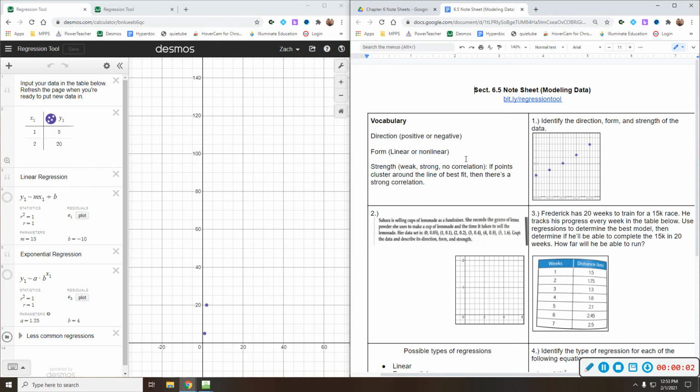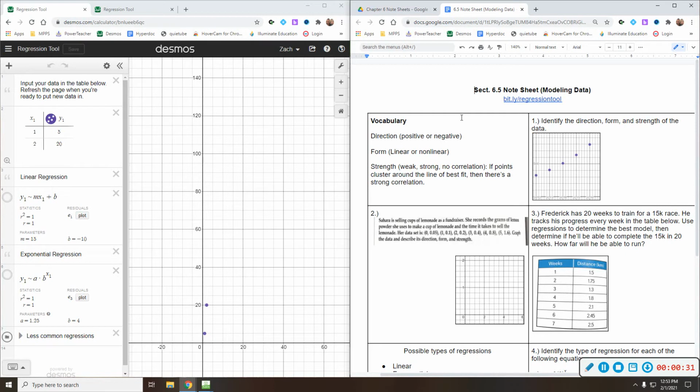Alright, so we're going to go ahead and get started here on section 6.5. I'm going to record this video a little differently just because the section is a little bit different. We're talking about modeling data, so hopefully you've got the note sheet in front of you. And we'll start over here on the right. We're talking about modeling using different kinds of models beyond just linear models, and primarily we'll be looking at exponential models as an alternative, but really looking at linear versus nonlinear especially.